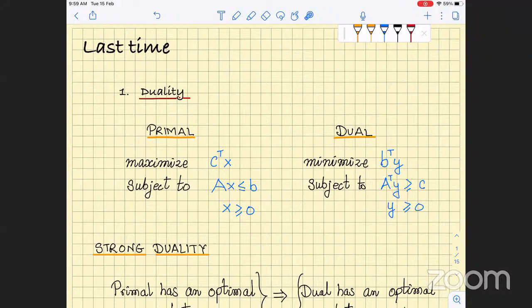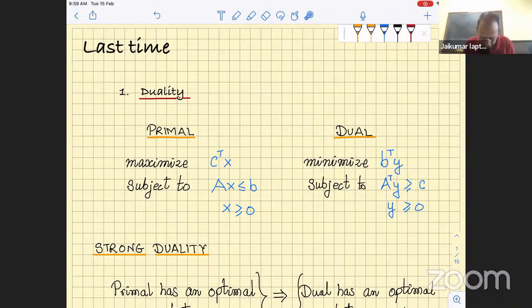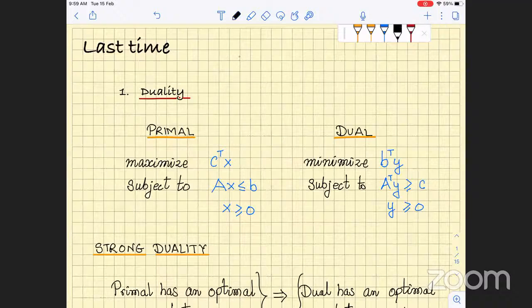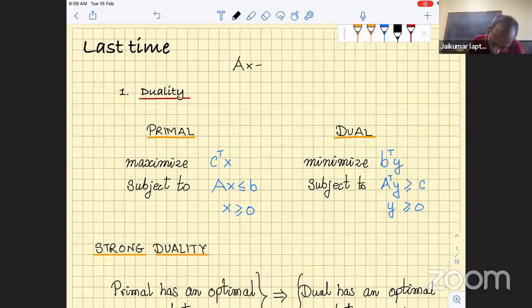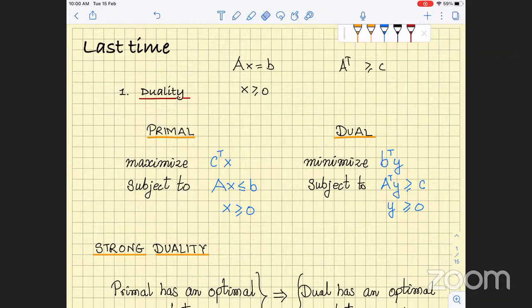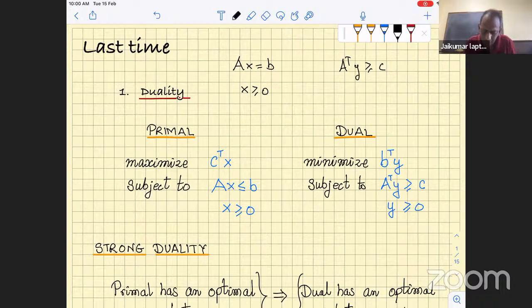Sorry, could you just show the previous primal dual formulation? The previous primal dual, I don't have it on this slide, but let me write it down. It would have looked like AX equals B, X greater than or equal to 0. And here it would have looked like A transpose Y is greater than or equal to 0, Y unrestricted.